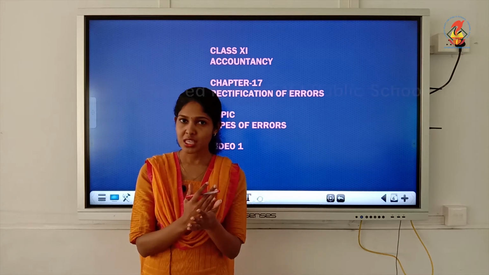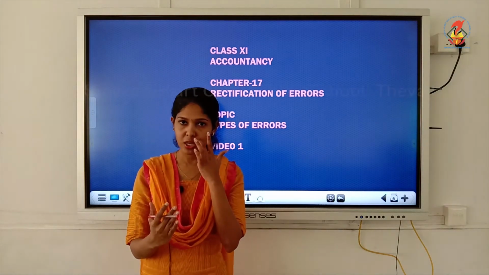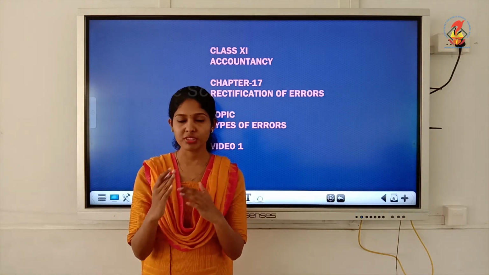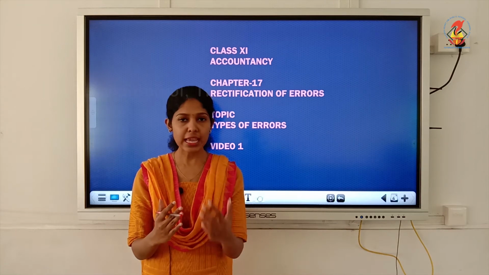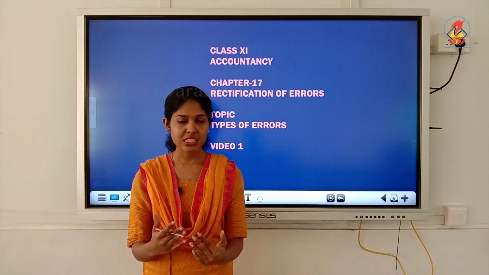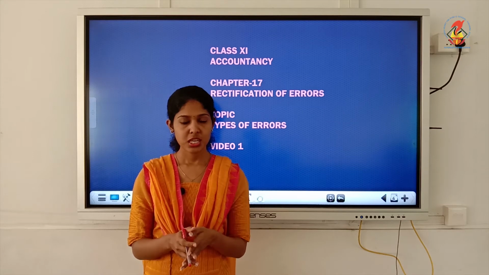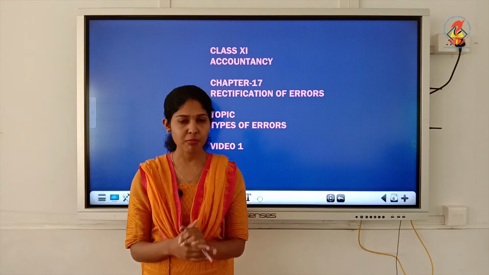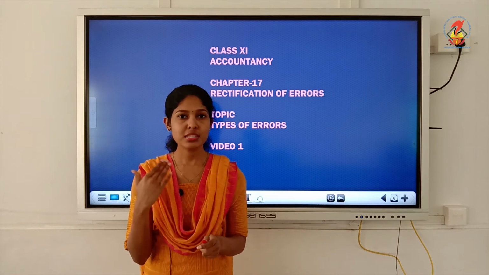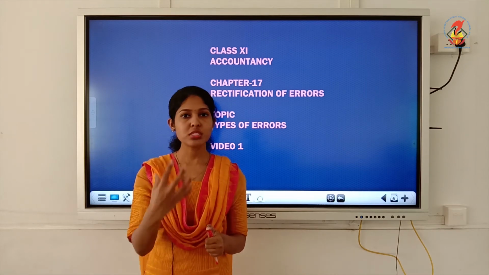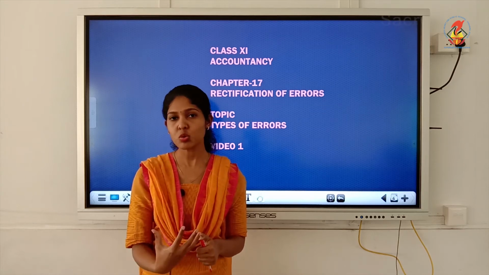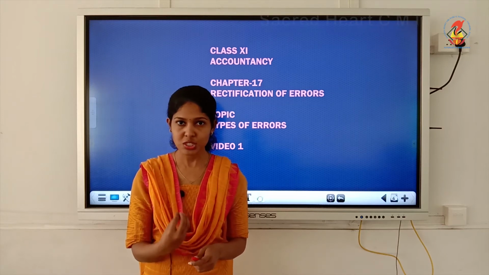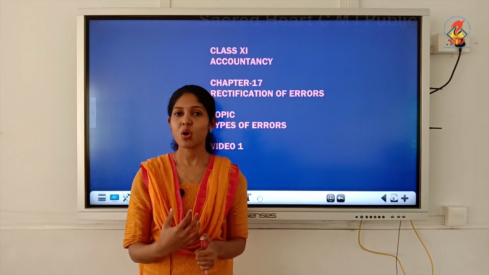When the debit total of the trial balance is equal to the credit total, that means agreement of the trial balance. When trial balance agrees, we normally say that it is free from errors. But we can't confirm that it is always free from errors. Though the trial balance agrees, that means though it shows debit and credit sides as equal, there can be some errors. So, that is what we are going to discuss now, different types of errors.